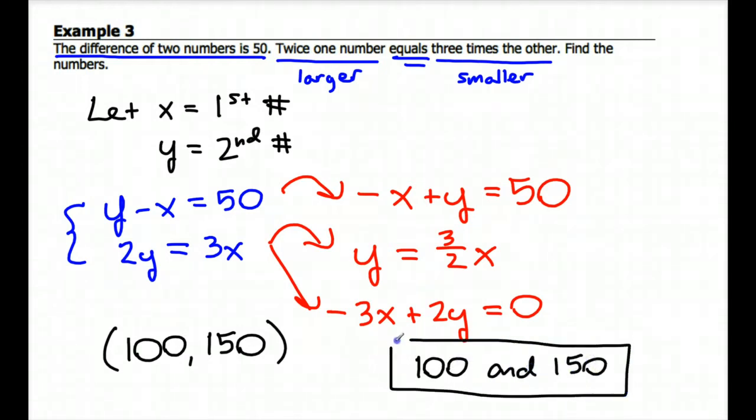And again, think about this. It makes sense. The difference between 100 and 150 is 50. And 2 times 150 is 300. 3 times 100 is also 300.